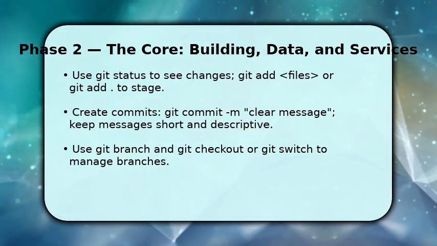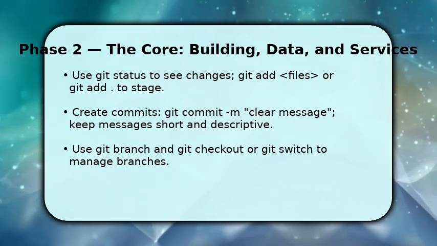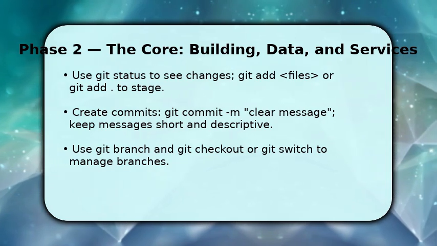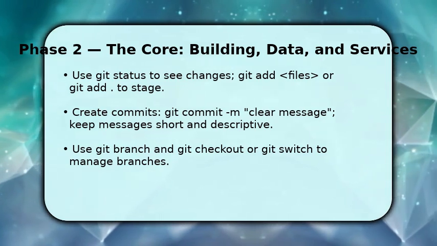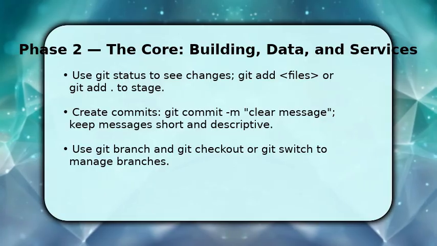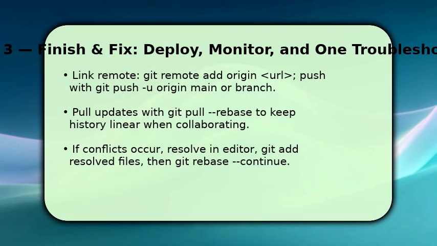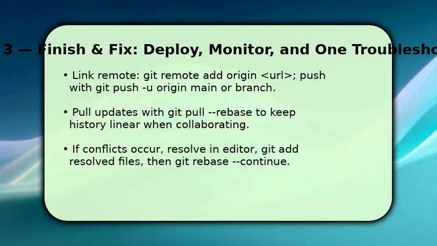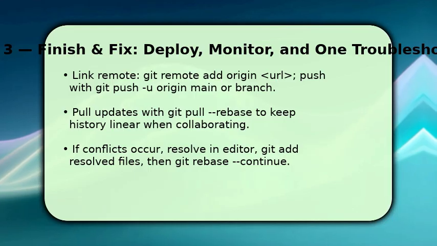For isolation, create branches with git branch feature/name and switch using git switch feature/name or git checkout -b feature/name. Once done, rerun git status to confirm a clean working tree. To finalize, link your local repo to a remote with git remote add origin <URL>, then push using git push -u origin main or git push origin your-branch.